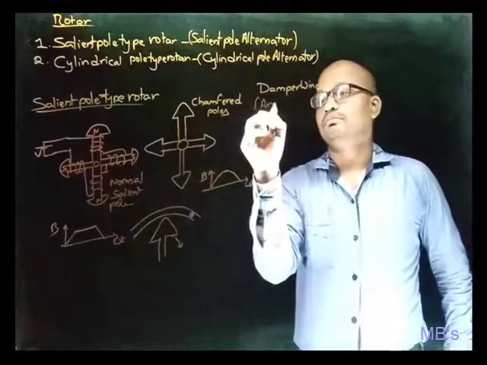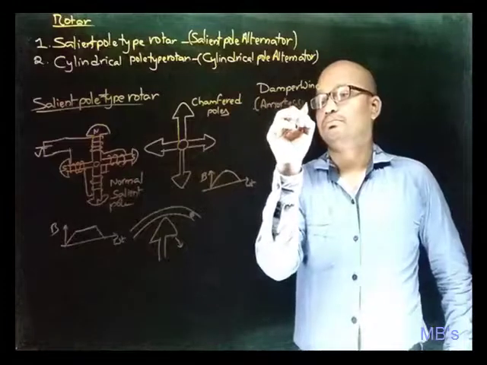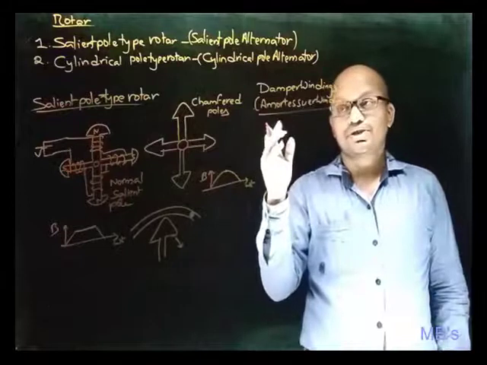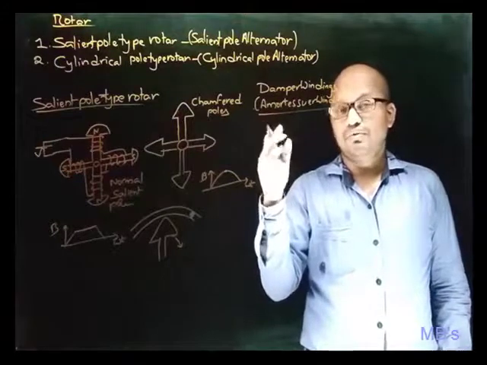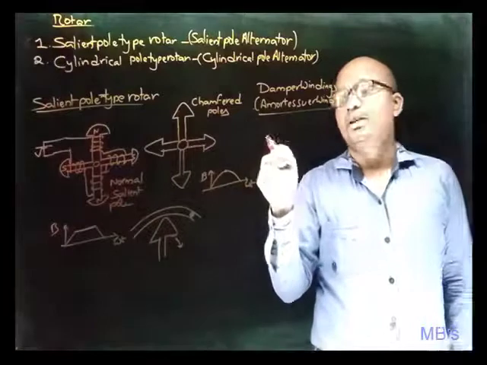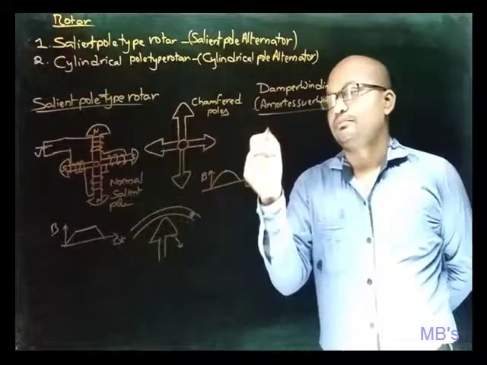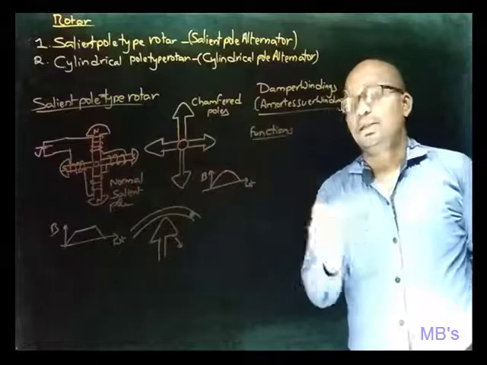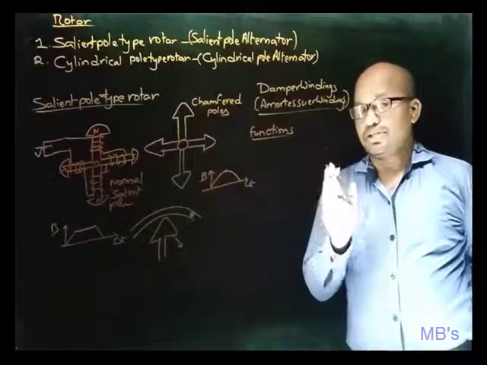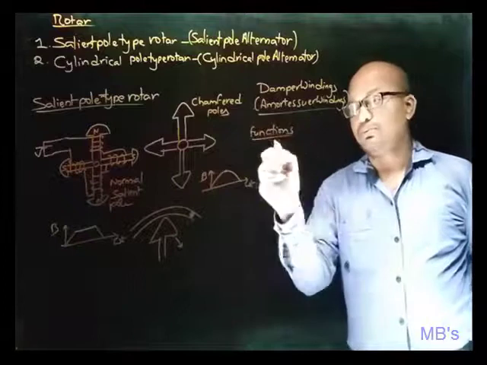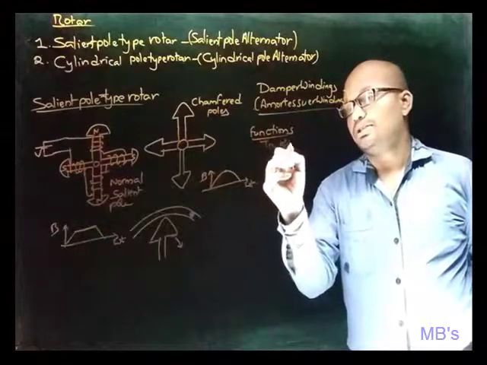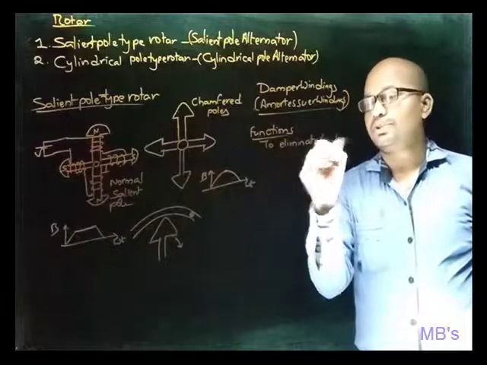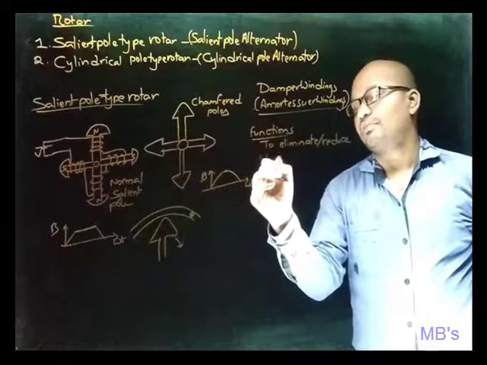Also called amortisseur windings. So first let's discuss the functions of damper windings, and then we can go into what damper windings mean and how they are employed. Functions. Mainly in synchronous machines, damper windings are provided to eliminate or reduce hunting effect.